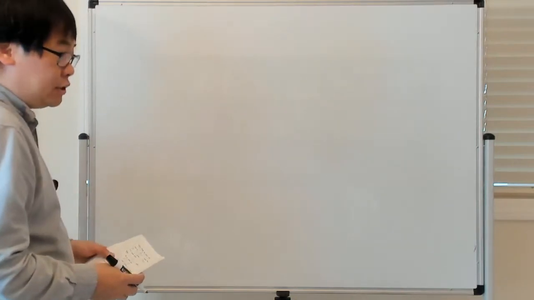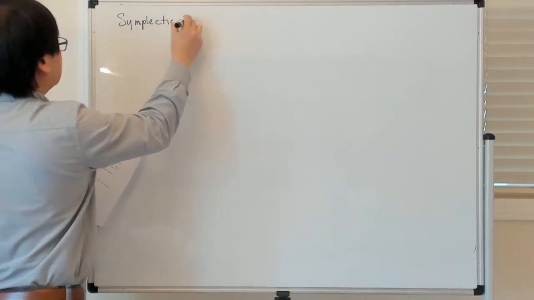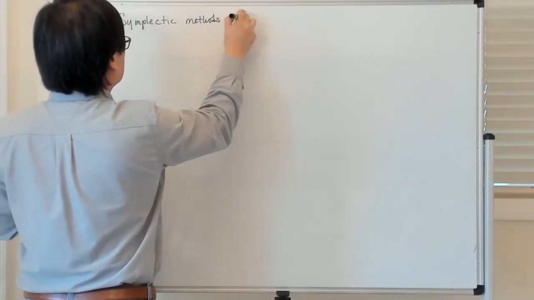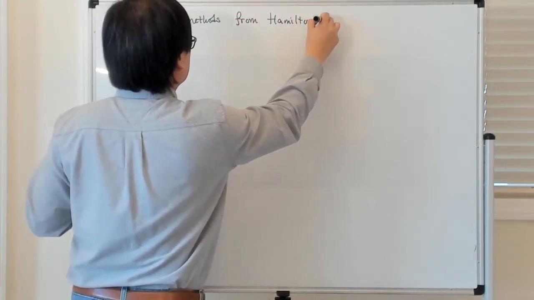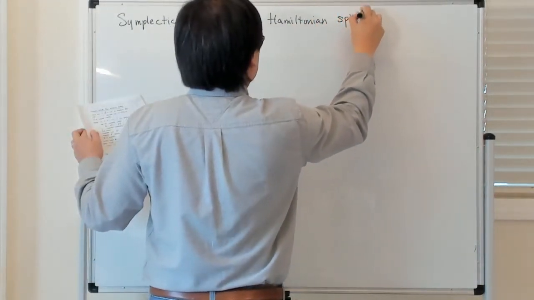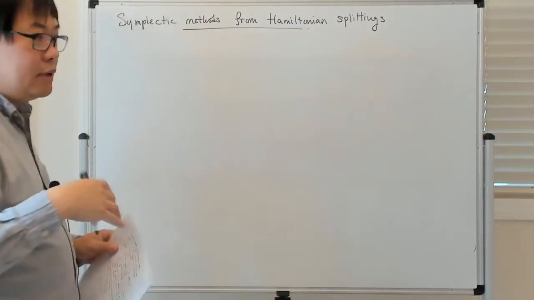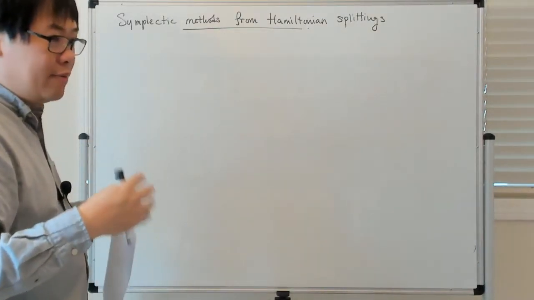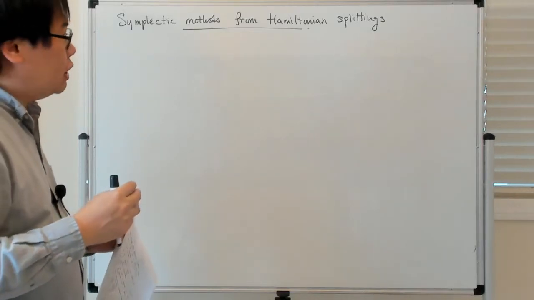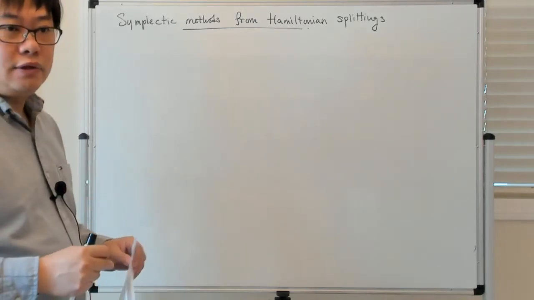Right. So now we're going to construct symplectic methods from Hamiltonian splittings. So you might ask, what do I mean by Hamiltonian splittings? It comes from the following point of view: say you have a Hamiltonian vector field and you try to apply splitting to it. There's no guarantee that if you write it as a linear combination of two vector fields, those vector fields individually are Hamiltonian.